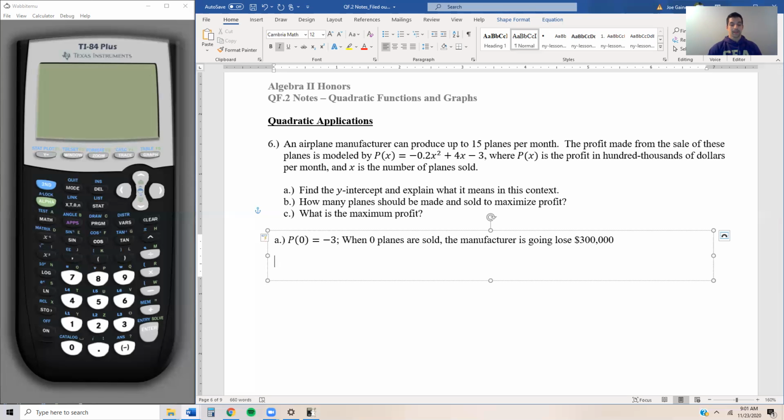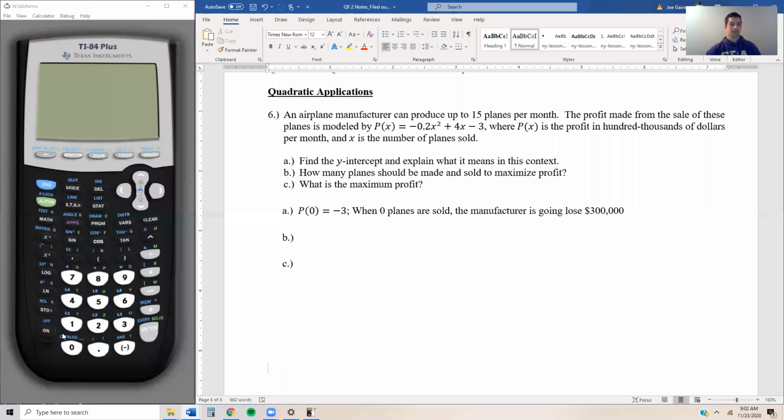Now in part B, it says how many planes should be made and sold to maximize profit, and then it asks us what is the maximum profit in part C. In order to do part B and part C, we're actually going to need to take a look at the graph. So I'm going to go over here to my graphing calculator, and I'm going to type in the function that we see.